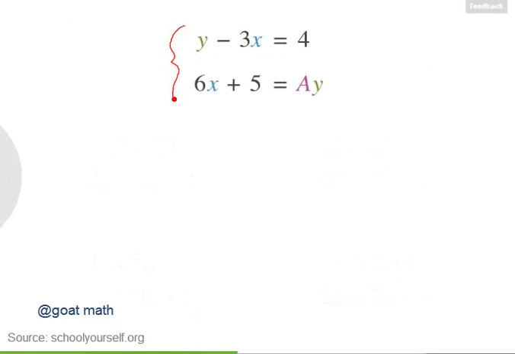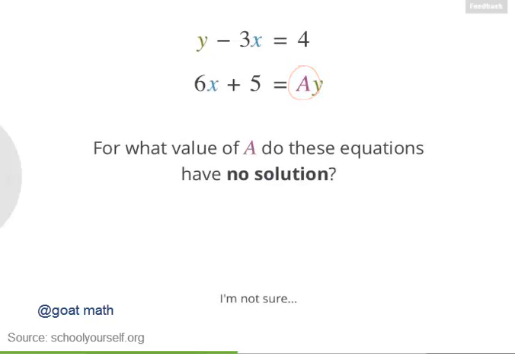Next, take a look at these two equations. y minus 3x equals 4 and 6x plus 5 equals a times y. For a specific value of a, these two equations have no solution. Can you figure out that value of a? If you're not sure, click down here and we'll figure this out together.